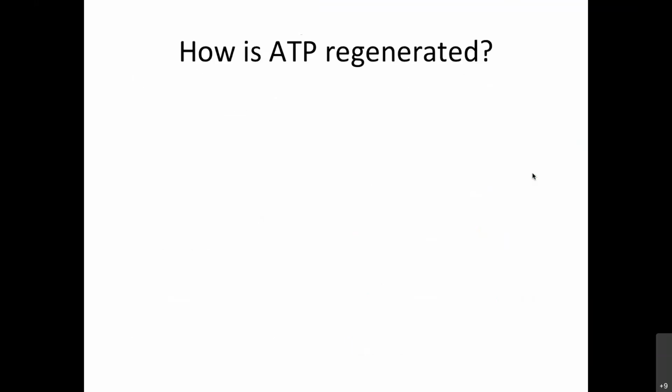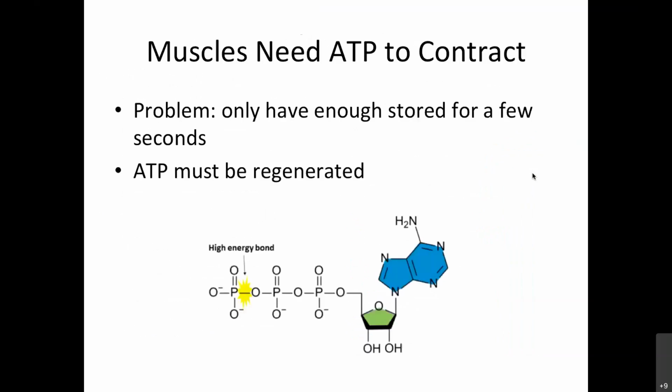Now answer the third question. The third question is, how is ATP regenerated? So muscles need ATP to contract. The issue is that we only have enough ATP stored for a few seconds of exercise. And so we need to make more ATP from ADP, adenosine diphosphate. We need to make more ATP, the triphosphate, from the diphosphate. We have three ways of doing that.